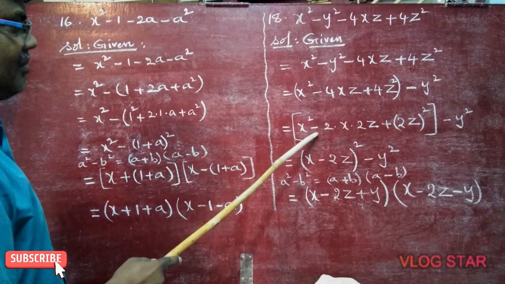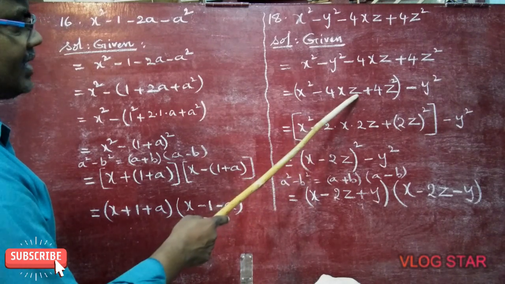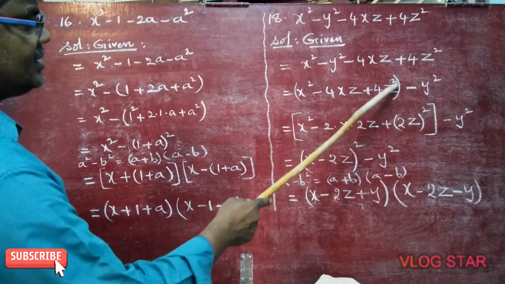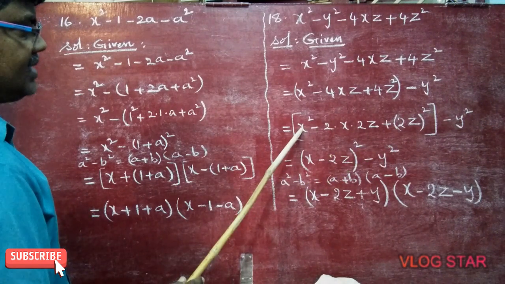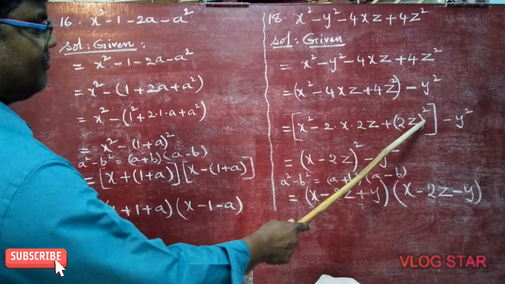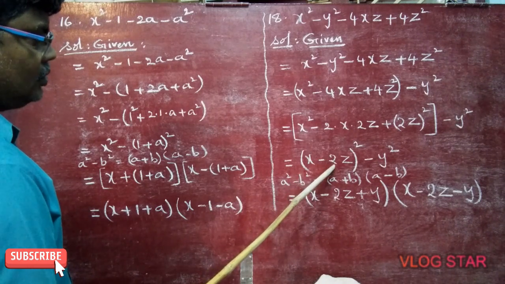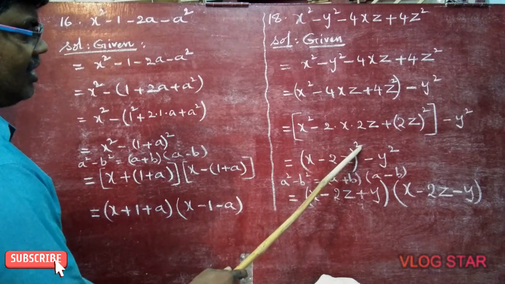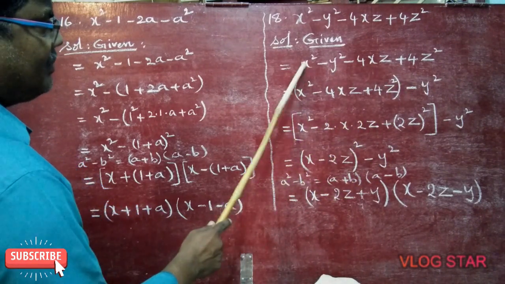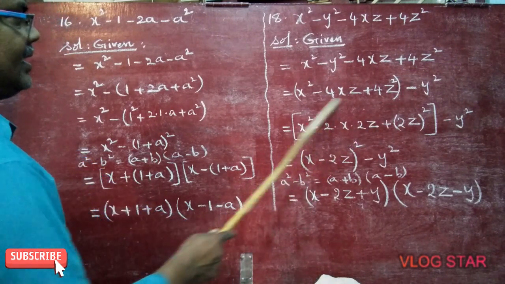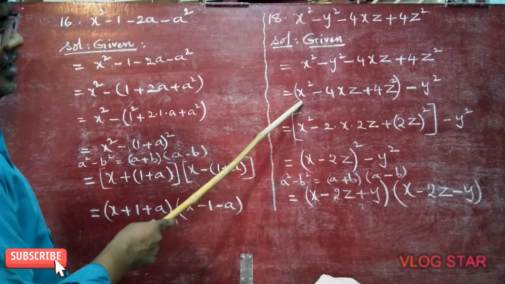Now I am writing x² − 2 into x into 2z. If you multiply again, you will get minus 4xz plus 4z². How am I writing it? (2z) whole square. Now it is in the form of a² − 2ab + b². We can write it as the (a − b)² formula. So (x − 2z)². Minus y² is here. So we are combining these three terms in the first bracket, and we are writing minus y² at the end. Don't forget. Anyway, we can write and we can solve.